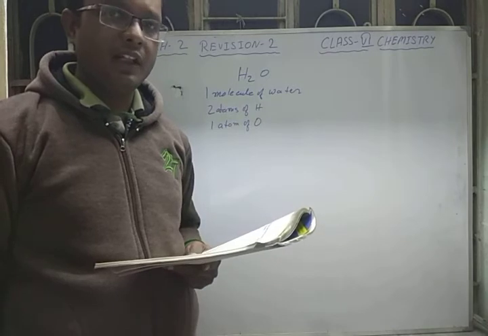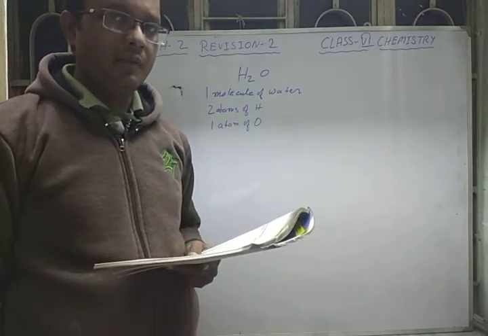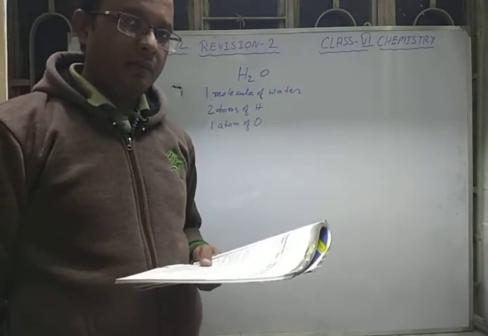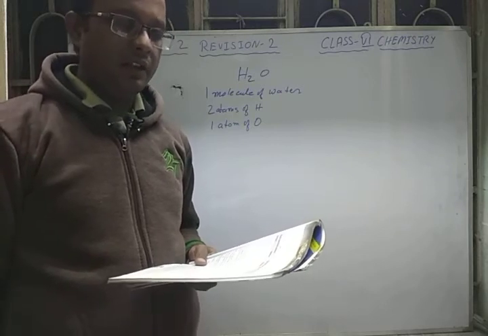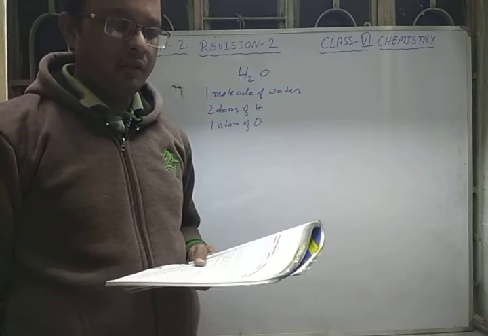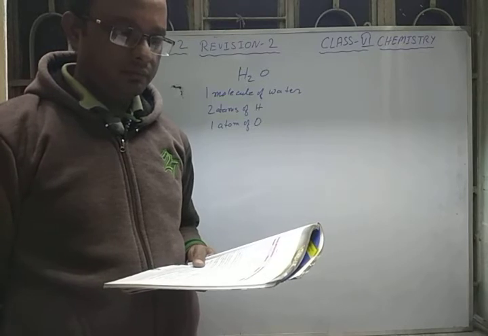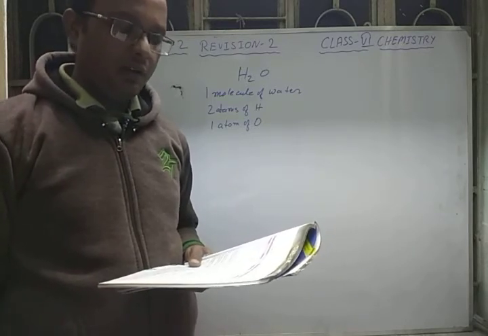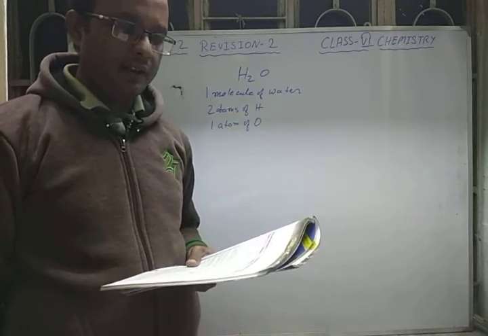If the valency of an element is 1, then it is called monovalent. If the valency of an element is 2, it is called divalent. If the valency is 3, it is called trivalent. Sometimes it is 4, then it is called tetravalent. But valency cannot be more than 4. But a few elements have more than one valency. In that case they are called variable valency.